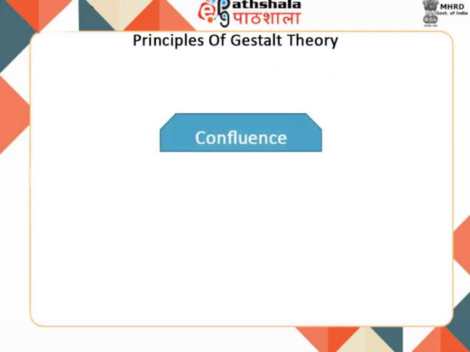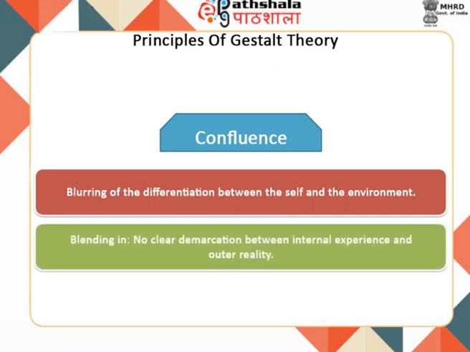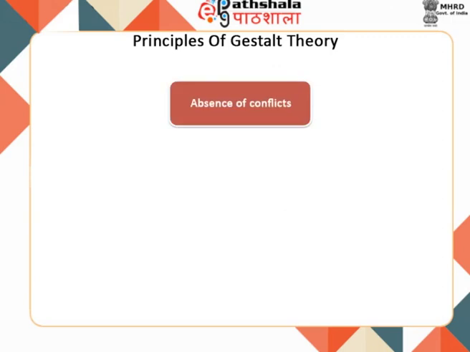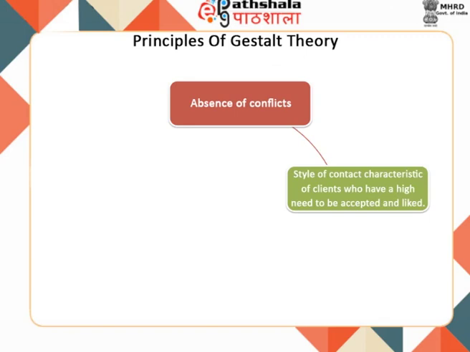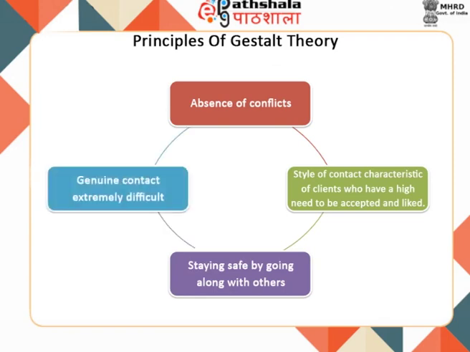Confluence involves a blurring of the differentiation between the self and the environment. For people who are oriented toward blending in, there is no clear demarcation between internal experience and outer reality. Confluence in relationship involves an absence of conflicts, or a belief that all parties experience the same feelings and thoughts. It is a style of contact characteristic of clients who have a high need to be accepted and liked. It is a way of staying safe by going along with others and not expressing one's true feelings and opinions. This condition makes genuine contact extremely difficult.